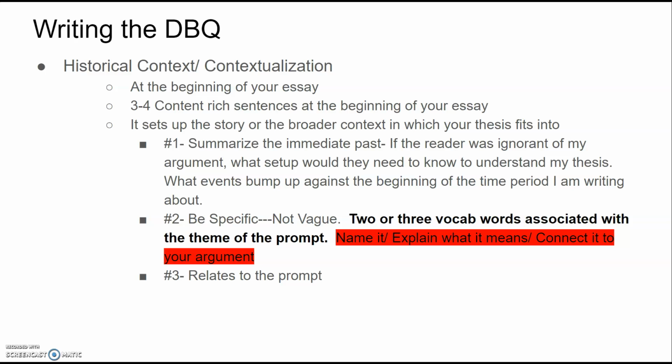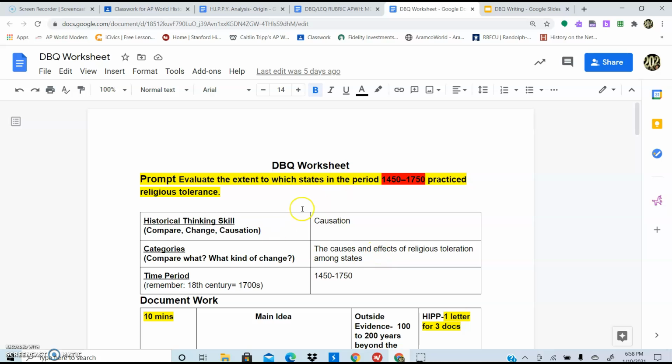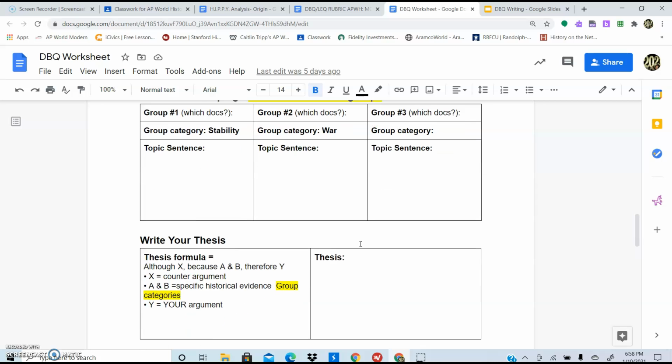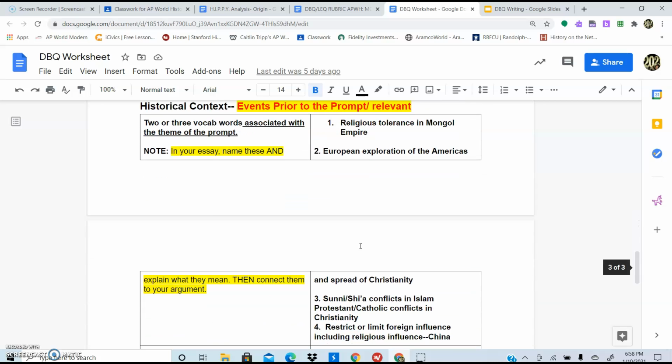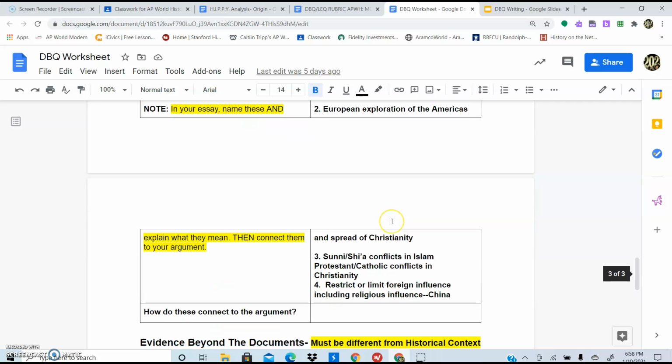All right. With that being said, I'm going to get out of here because I have created a couple of examples. Here's your DBQ worksheet that we've been working with. I have created a couple of examples that you can utilize for your Unit 3 contextualization from your DBQ. One of them is the religious tolerance from the Mongol Empire. Another one, European exploration of the Americas and how Christianity was spread. With that, also the Sunni and the Shiite conflicts in Islam.